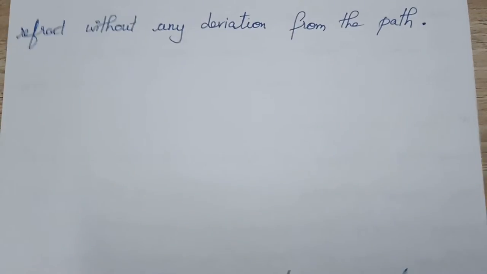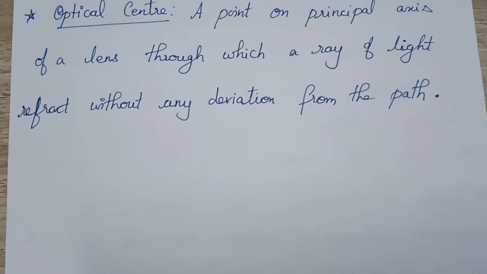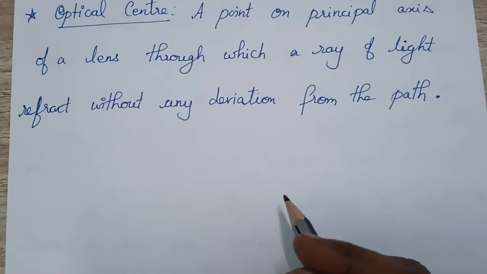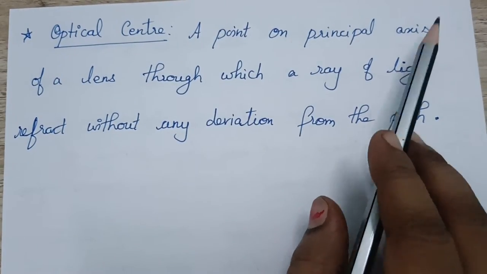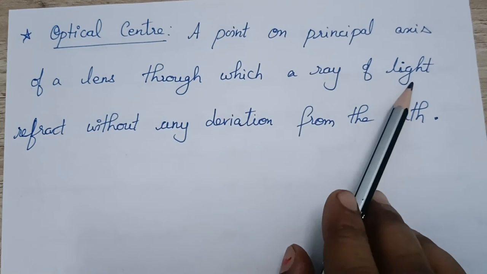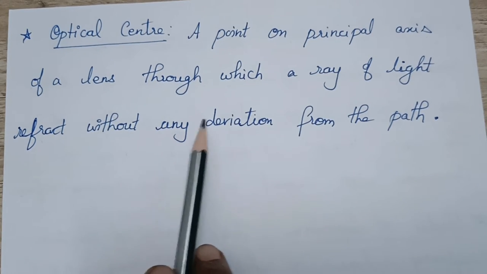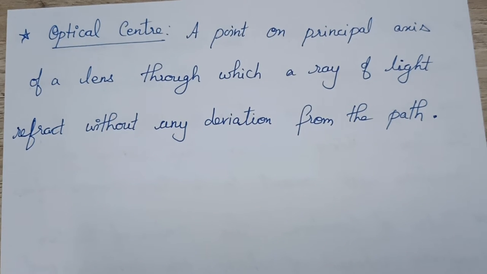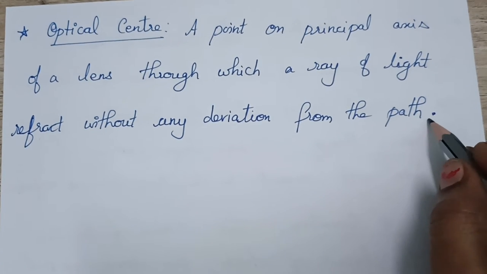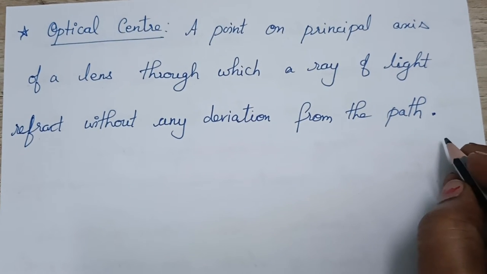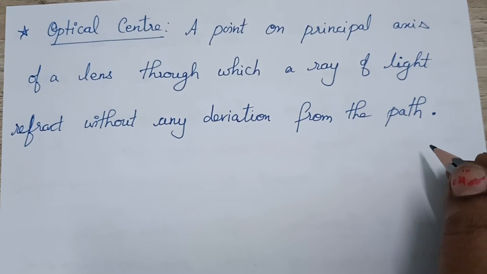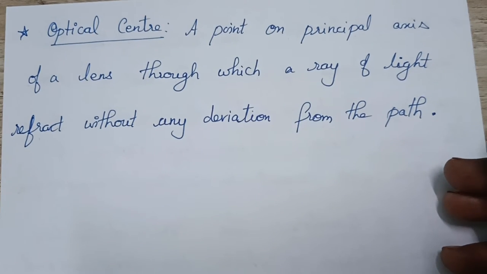Now we will see this optical center. What is this optical center? Optical center: a point on the principal axis of a lens through which a ray of light refracts without any deviation from the path. Right? We have studied that when light is incident normally, perpendicular to the surface, it will refract without any deviation, no bending of the light will happen. So, likewise, a point on the principal axis.